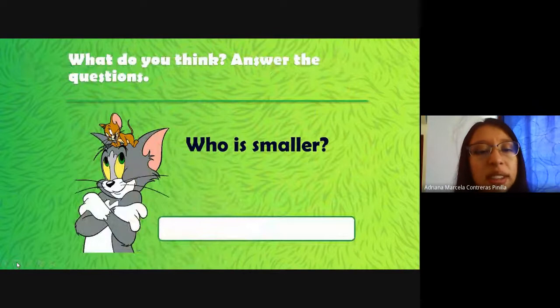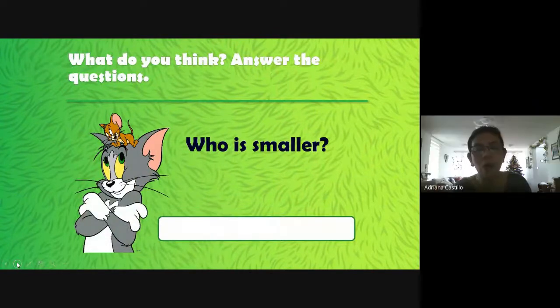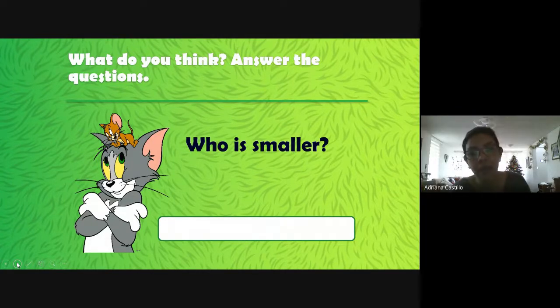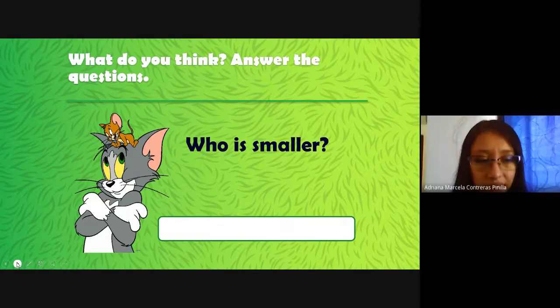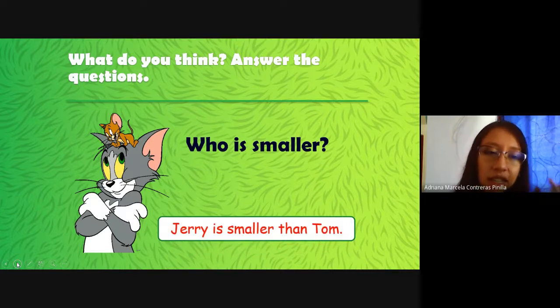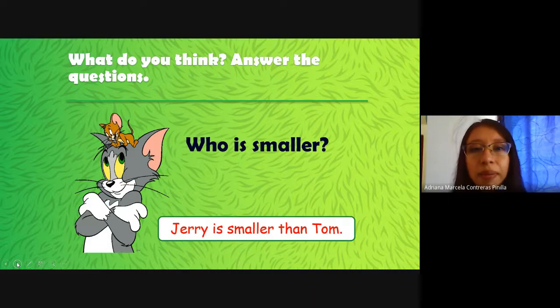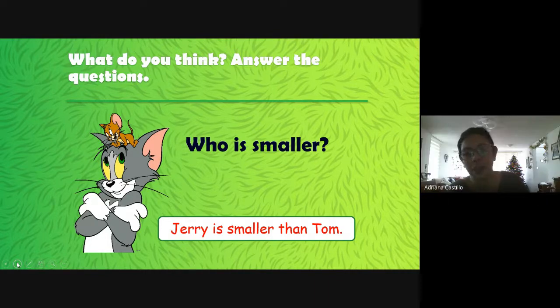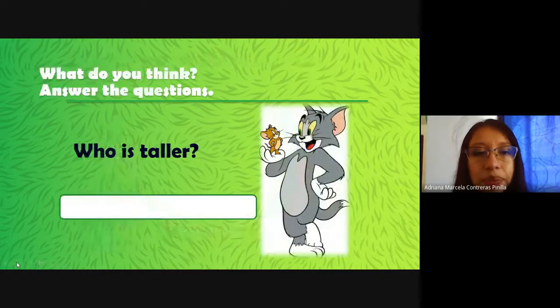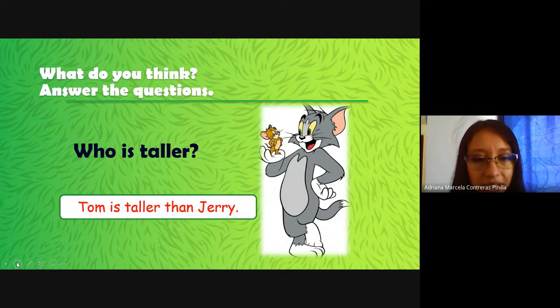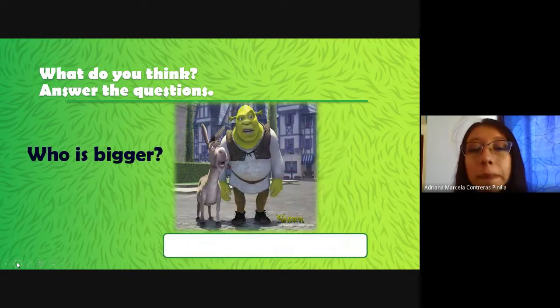Who is smaller? The mouse is smaller than the cat. Okay, very good. In this case, Jerry is smaller than Tom. Yes. Don't forget to tell me the whole sentence, please. Who is taller? Tom is taller than Jerry. Very good. Good job.